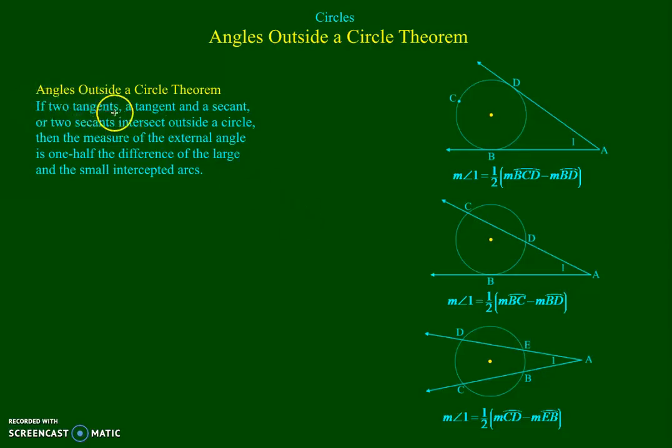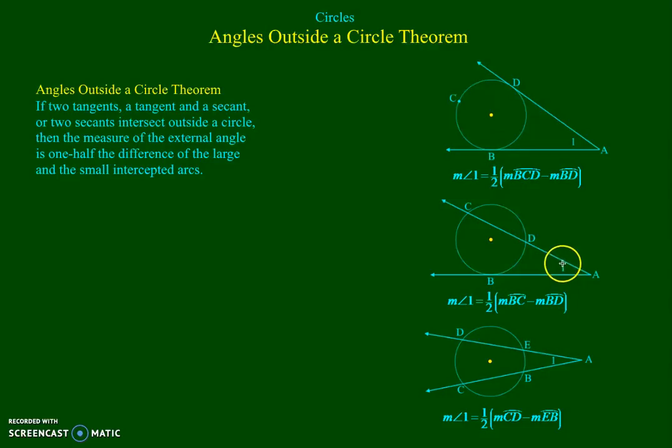If two tangents, a secant and a tangent, or two secants intersect at a common point outside a circle, then the measure of the external angle, this angle, is 1/2 the difference of the large and the small intercepted arcs. So, this angle is 1/2 the big arc minus the small arc.